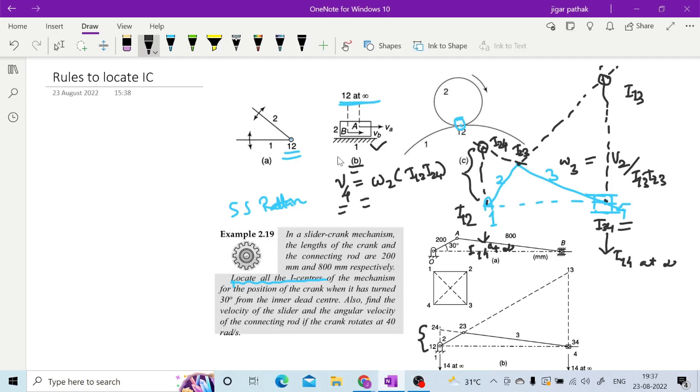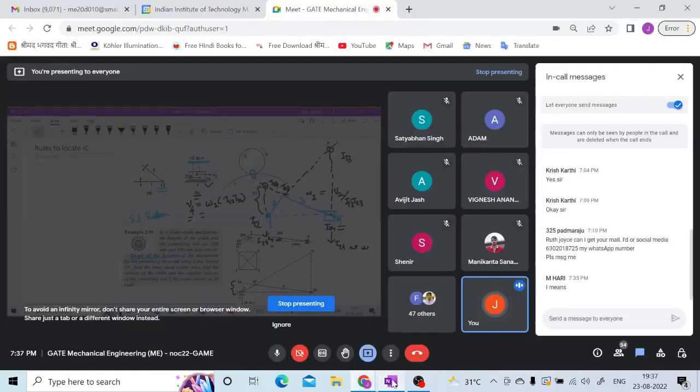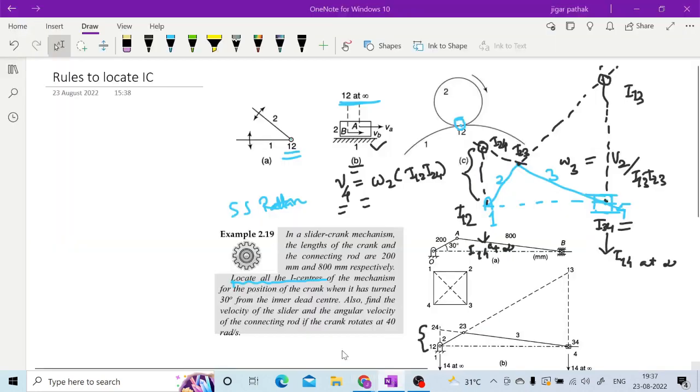Whenever it's linked between one fixed and one sliding, then that would be infinity, right? Yes, sir. Okay, sir. Thank you. Okay. So now with this, I guess we can go for the next one.